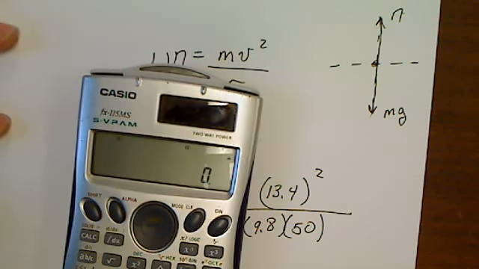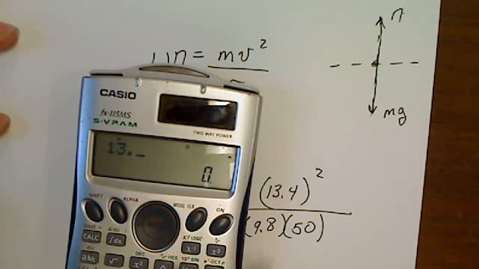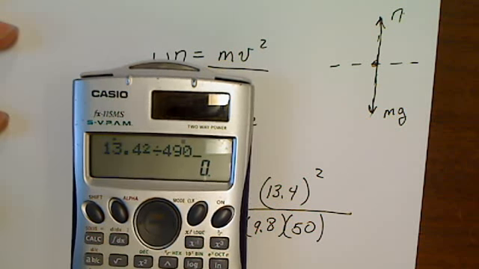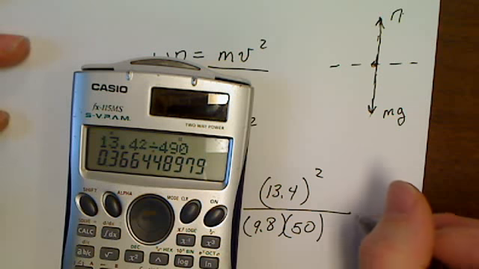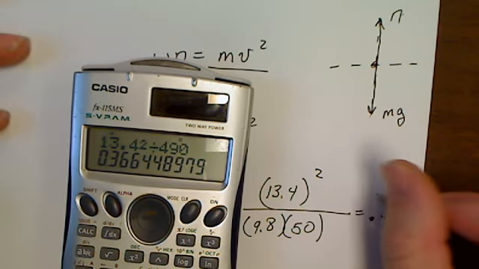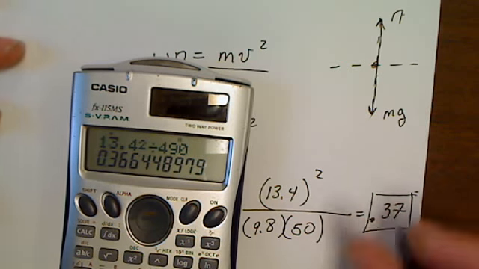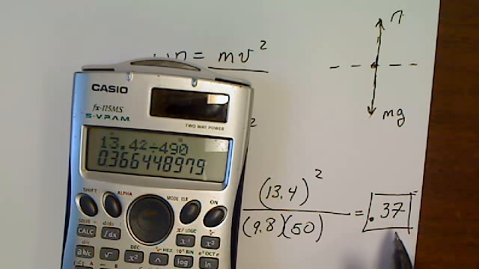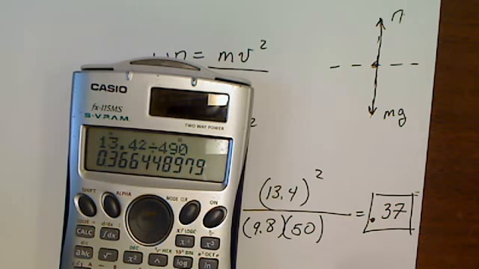We'll break out the trusty Casio. 13.4 squared divided by 490, which is the product of 9.8 and 50. And the answer is 0.37. And if you remember, coefficient of friction does not have a unit, so it's just 0.37.